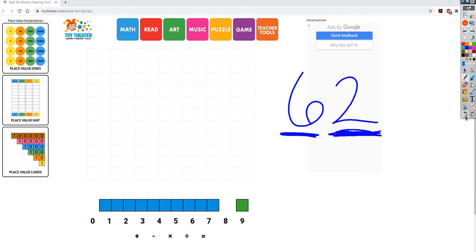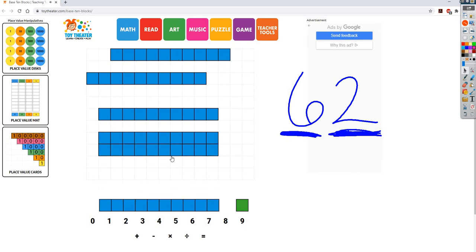I can build this number with blocks too and just see what it looks like when I build it. Am I going to need to pull up 62 of these? No. Whoops. There's a much easier way to do that because the number tells me I have 6 tens. So I'm going to need 6 tens. 1, 2, 3, 4, 5, 6. Whoops, 6. And then it tells me how many ones I need too. How many ones do I need? Exactly. I need 2 because that's what the number tells me. 6 tens and 2 ones.